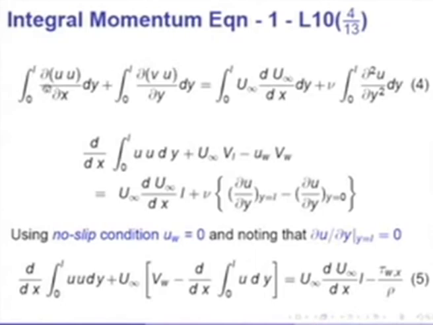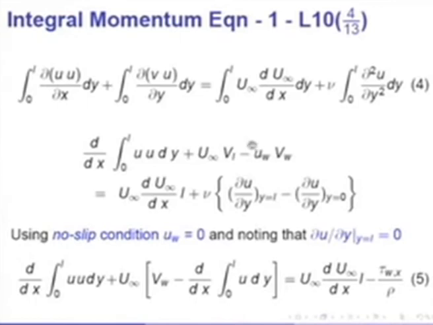Likewise, if I were to integrate momentum equation term by term, then you will see integral 0 to L of d by dx of u u, plus integral 0 to L of d by dy of u v, equal to integral 0 to L of u infinity du infinity by dx dy plus nu times d by dy of du by dy, dy. Then this term, taking the differential out, will simply be d by dx of integral 0 to L of u u dy, plus this term will become u infinity V L minus u w V W, equal to, remember, u infinity du infinity by dx is not a function of y, and therefore can be taken out, and integral 0 to L dy would simply yield L, whereas this term would integrate to nu times du by dy at y equal to L minus du by dy at y equal to 0.